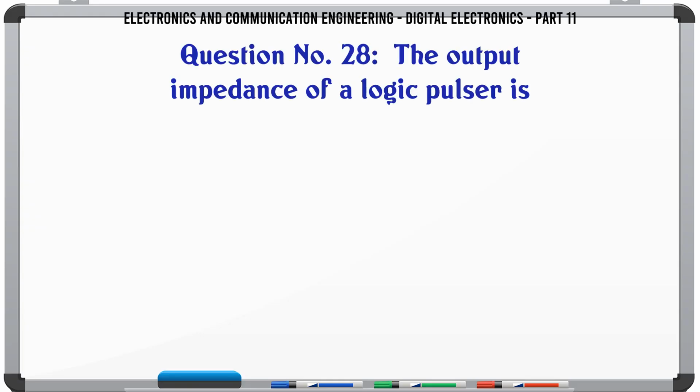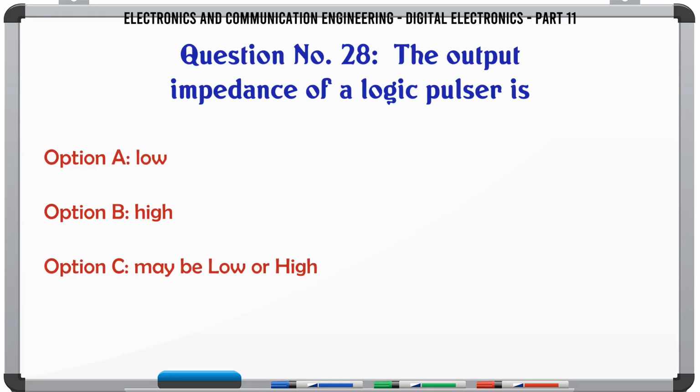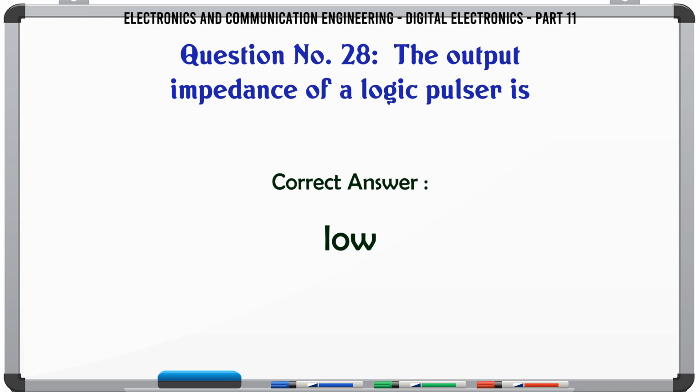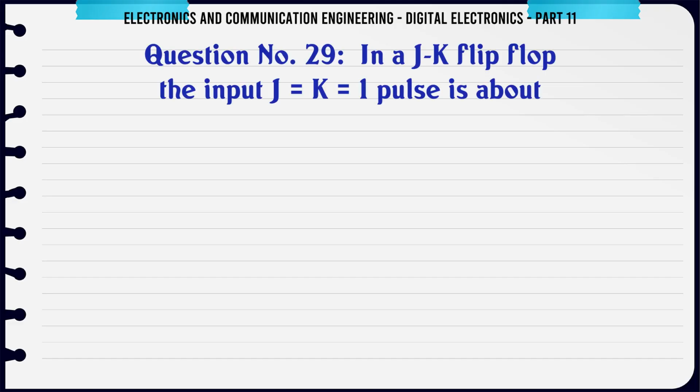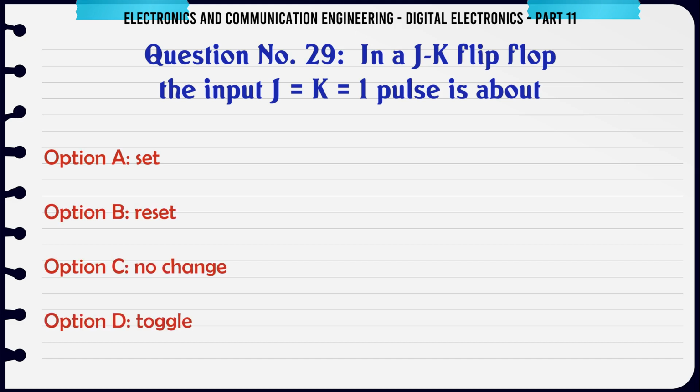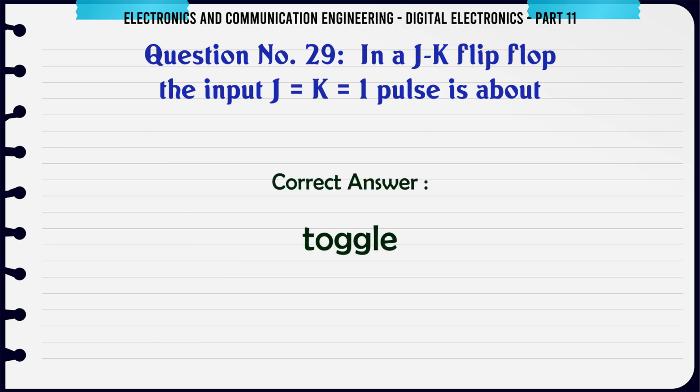The output impedance of a logic pulser is A. Low, B. High, C. May be low or high, D. Can't say. The correct answer is low. In a JK flip-flop, the input J=K=1 pulse is about A. Set, B. Reset, C. No change, D. Toggle. The correct answer is toggle.